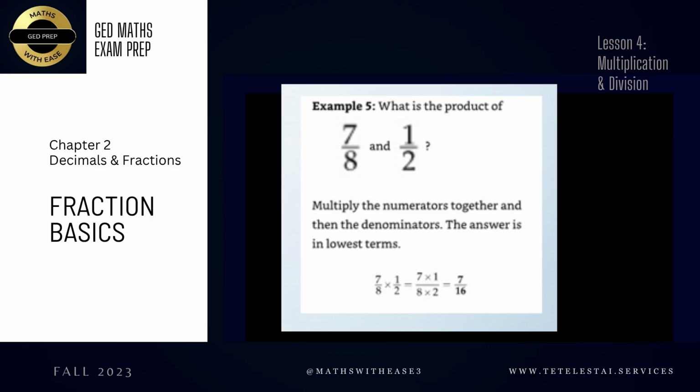So in this example, you're being asked, what is the product of 7/8 and 1/2? You want to start off by multiplying the numerators together and then the denominators, and then putting the answers in the lowest term. So 7 times 1 is 7, 8 times 2 is 16. And these don't have a common multiple, so that's your lowest term.